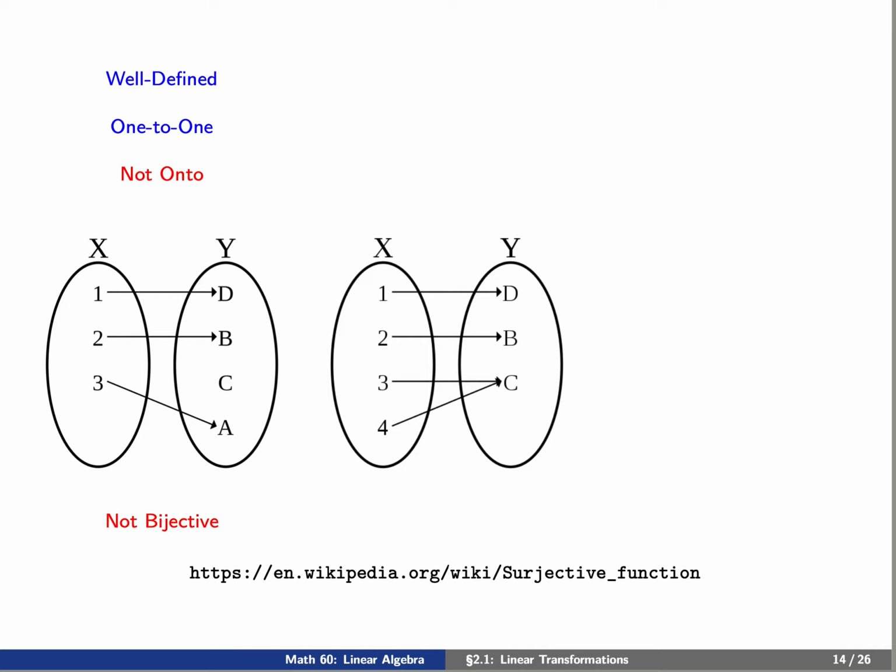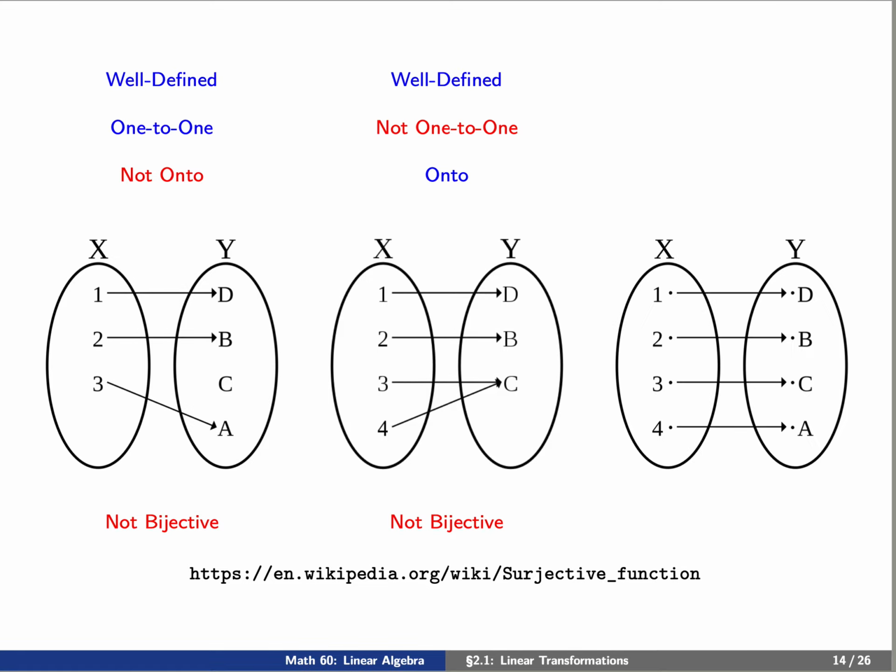Here's a second example. Now we have the numbers 1, 2, 3, and 4 mapping to the letters B, C, and D. Again, this is well defined, but this is not 1 to 1. Notice that the two numbers 3 and 4 map to the same letter C. This map is onto because each of the letters B, C, and D comes from at least one number. Again, our map is well defined, not 1 to 1, and onto. So again, this map is not bijective.